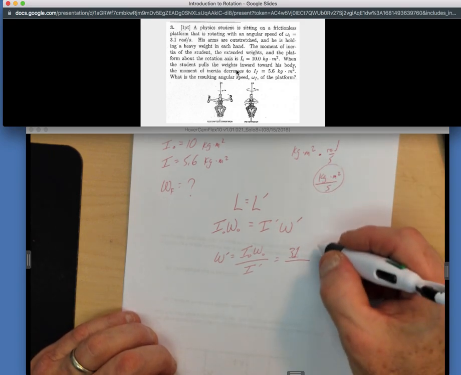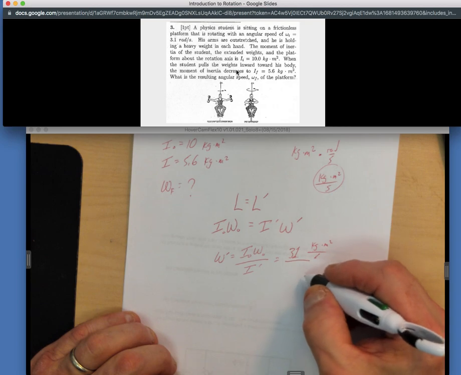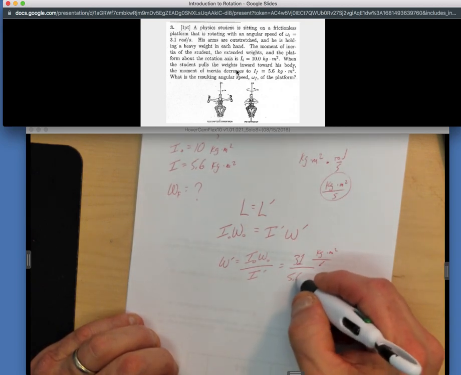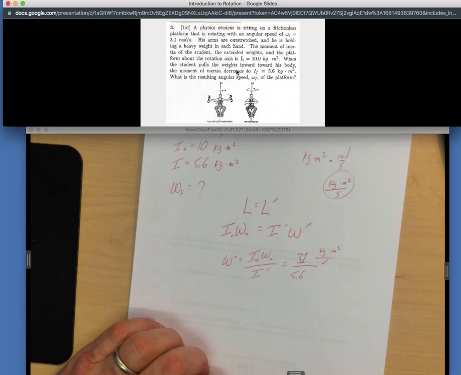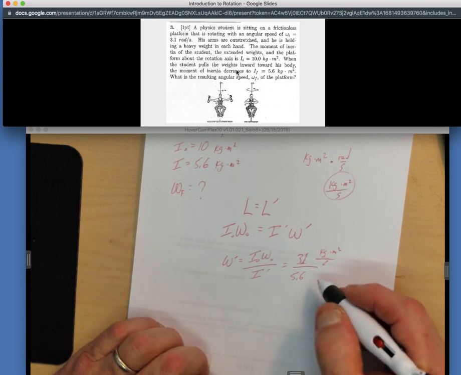I just said I wasn't going to do it, but I did. Kgs times meters squared per second. And then I down on the bottom is I final. It went down to 5.6 because why? Because the mass got closer. The mass got closer to the axis, so it got easier to speed up. As the mass gets closer, it gets easier, and as the mass gets farther, it gets harder. So the moment went down because the mass got closer to the center.